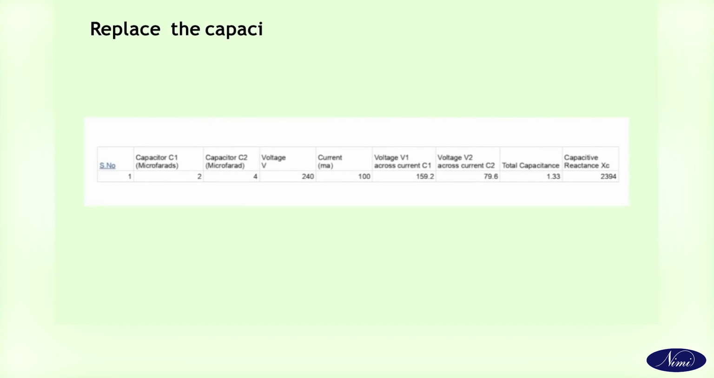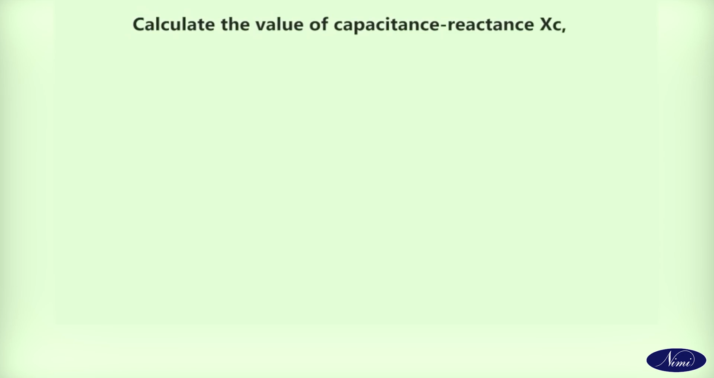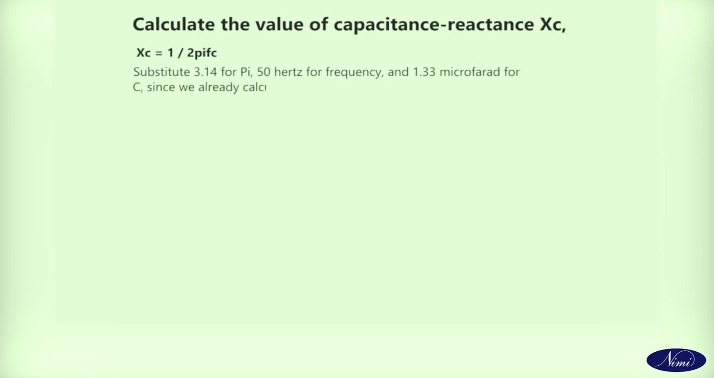Replace the capacitors C1 and C2 as given in the tabulation. Verify the measured readings as follows. Calculate the value of capacitive reactance: Xc is equal to 1 by 2 pi Fc. Substitute 3.14 for pi, 50 Hz for frequency, and 1.33 microfarad for C, since we already calculated the total capacitance as 1.33 microfarad. So we get capacitive reactance Xc is equal to 2394 ohms.